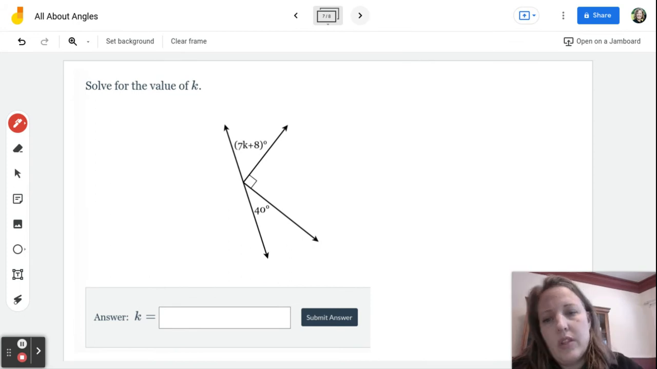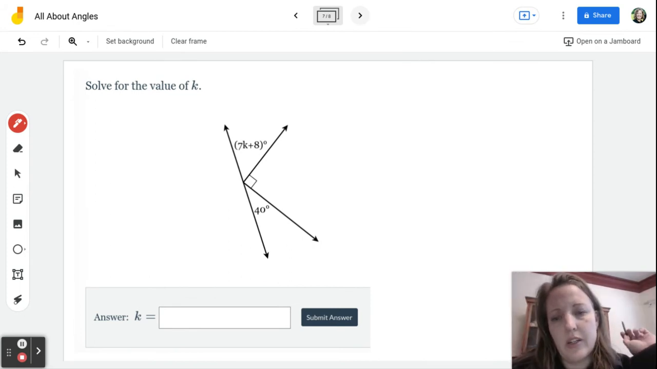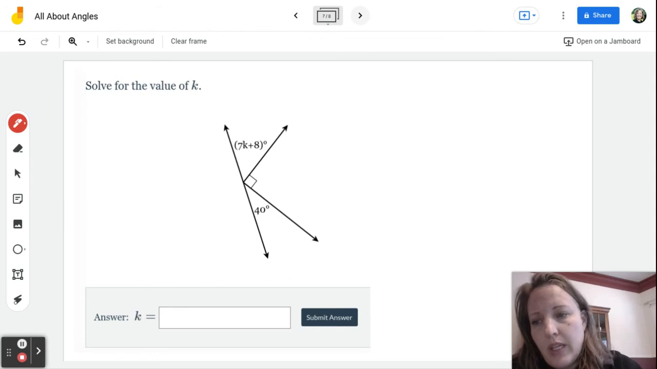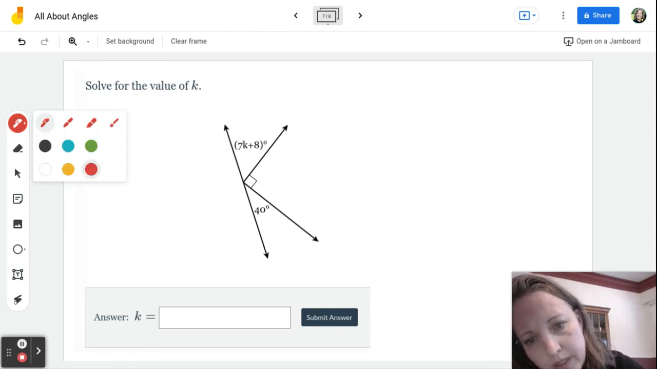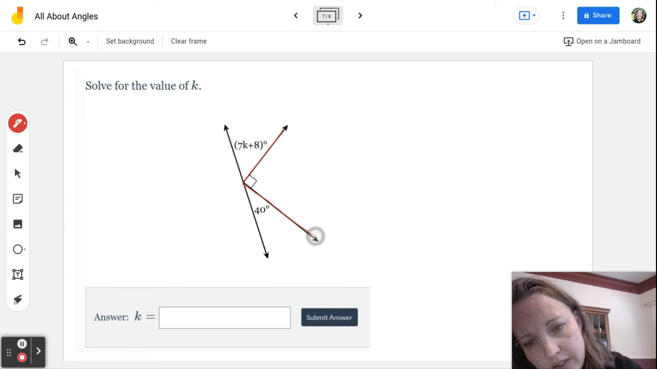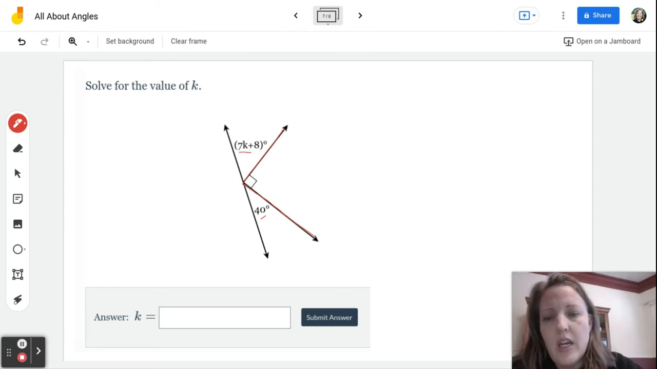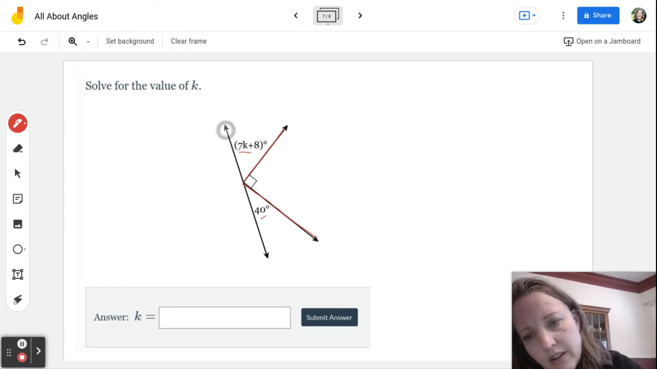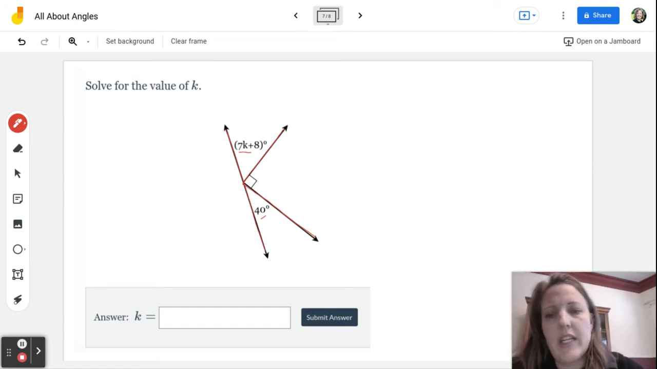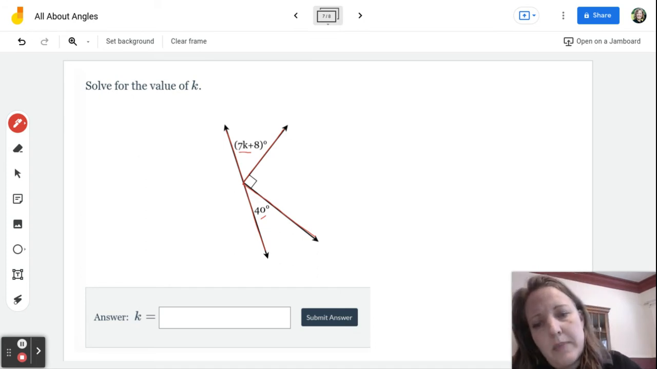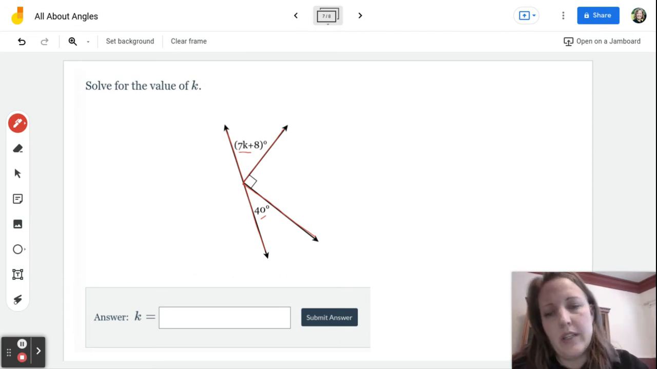All right, so this one we have a couple weird things. Looks like a big letter K, doesn't it? All right, so we have this 90-degree angle that is right here. We have 40-degree angle here, and then we have this angle, which is represented by that expression. All three of those angles together create this straight line. So when I have all three of those angles together creating a straight line, I know that their sum is 180.